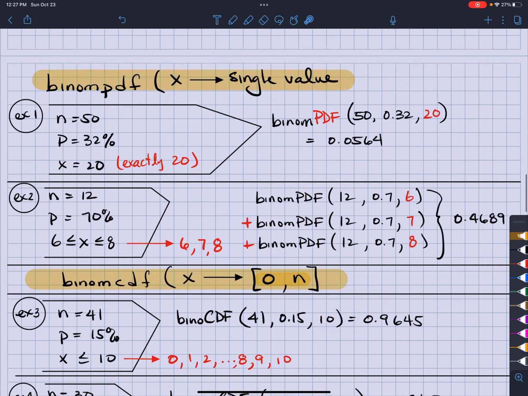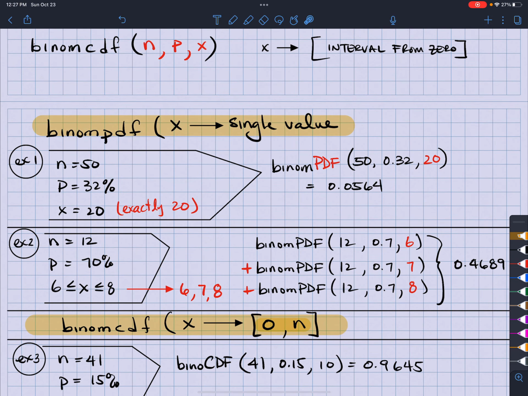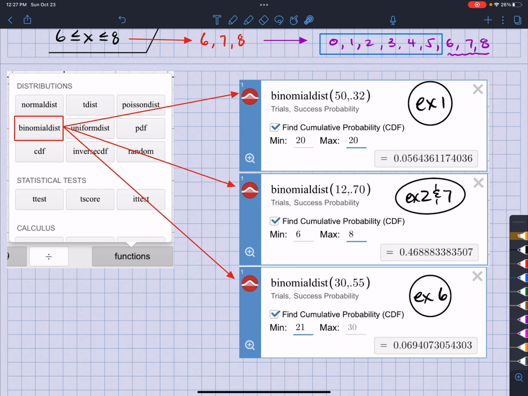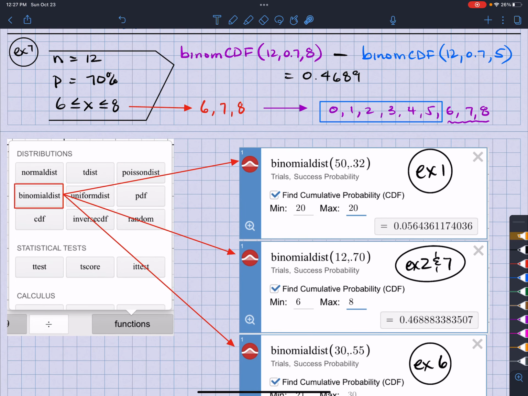Let's check. That's exactly what it is. How about the 6 through 8? Well, the 6 through 8, which is example 2 and 7, was 12 trials, 70% probability of success. I'm just going from 6 to 8. And it will take care of the subtraction for me. And there it is, which is right here. Look at that. Nailed it.